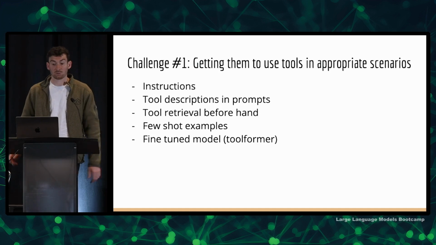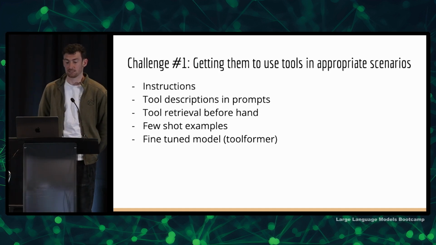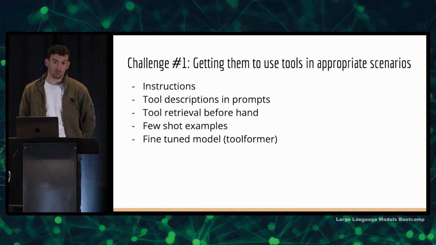So the most basic challenge with agents is getting them to use tools in appropriate scenarios. In the ReAct paper, they address this challenge by bringing in the reasoning aspect of it, the chain of thought style prompting, asking it to think.